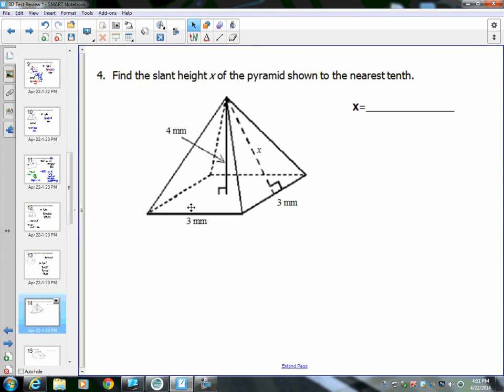Okay, this is the start of the back of the 3D test review sheet. Okay, this is starting on number 4. It says find the slant height, x, of the pyramid shown to the nearest tenth.